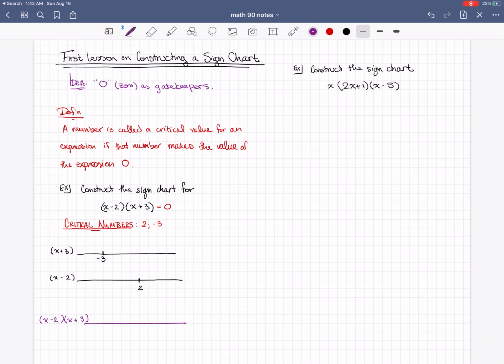And then in purple here at the bottom, I'm going to put down my final sign chart. What I'm actually going to do is dot down here and here. So now it actually sort of looks like a chart. Okay, so here we go.